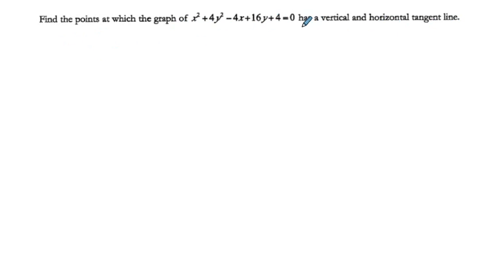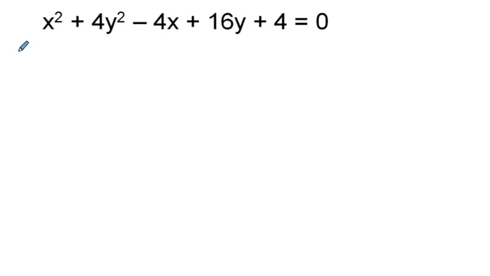First thing we're going to do is implicitly differentiate this equation, and this we do by taking this x squared, whose differentiation is going to be 2x, and then 4y squared, which is going to be 8y y prime, and the derivative implicitly of negative 4x is going to be minus 4, and then for 16y we're going to have plus 16 y prime, and the derivative of 4 is 0, and likewise 0 on the right is 0.